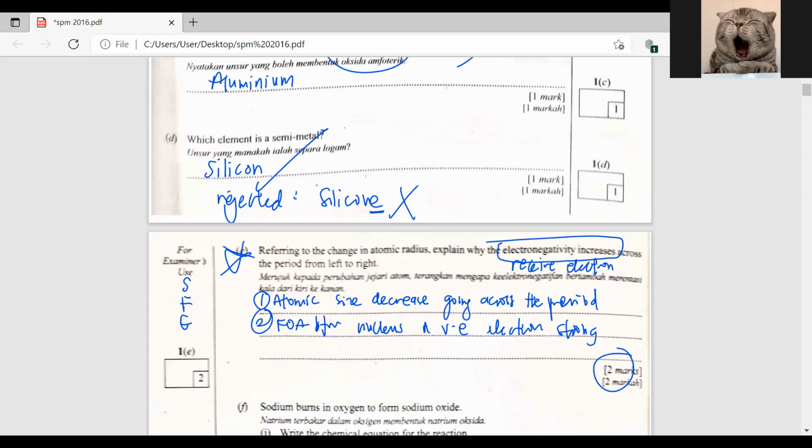Okay, you cannot use the word increases. This is the key word. Students lose marks here. The key word is stronger. Okay, my last point, E. Aimi, try.